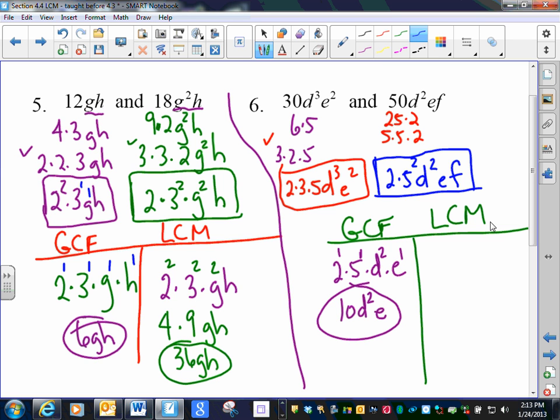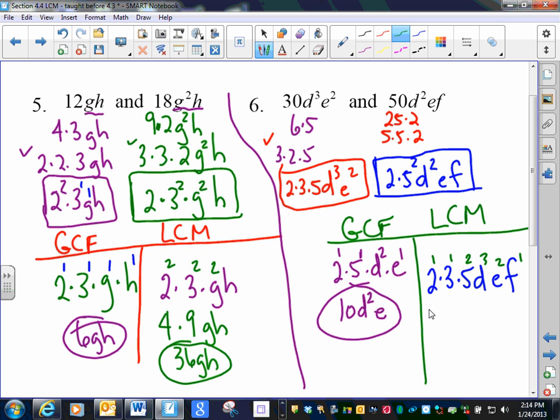Last one, LCM. Now I'm going to go back and I'm going to write every base down. I don't care whether it's in just one box or not. 2 times 3 times 5. D, E, F. And we need the biggest exponents we see. 2 to the first. 3 to the first. 5 squared. D cubed and squared. 3 is bigger than 2. E is squared. And F is to the first.